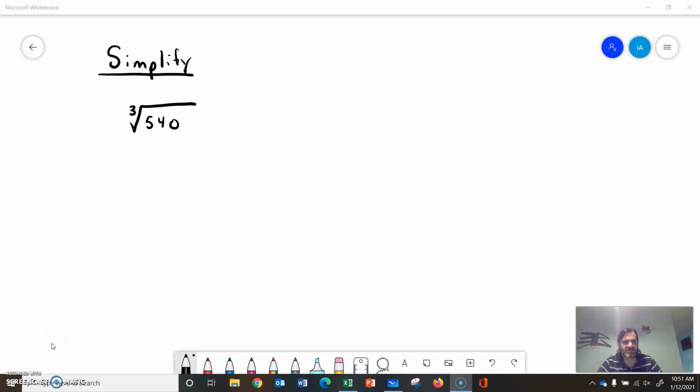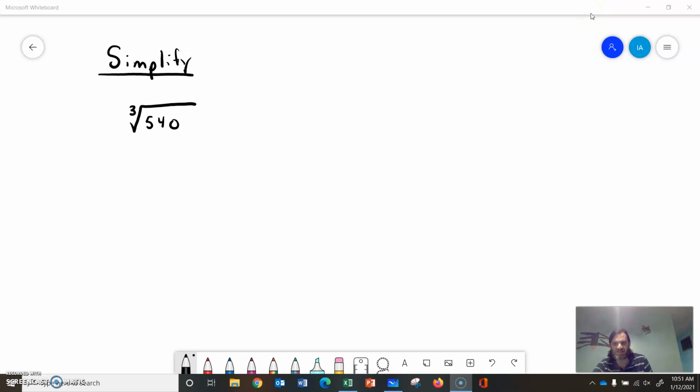Hey, we're trying to simplify, and we've got the cube root of 540. So remember that simplifying a radical means pulling as much out from under the radical as you can. Plus, we don't leave radicals in the bottom. Since there's no denominator here, that's not an issue.